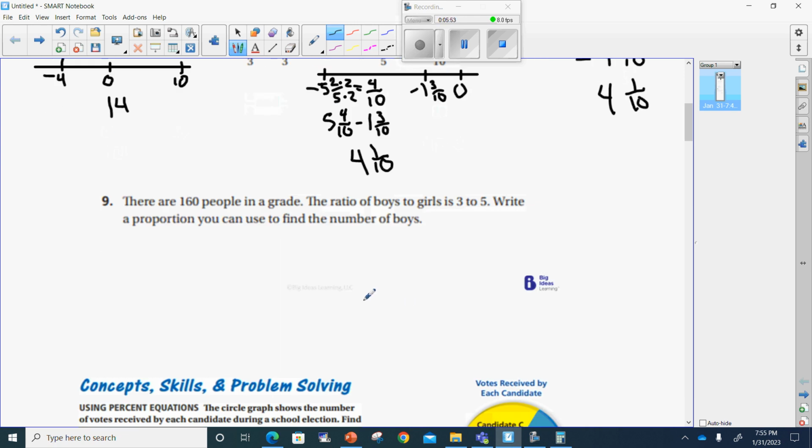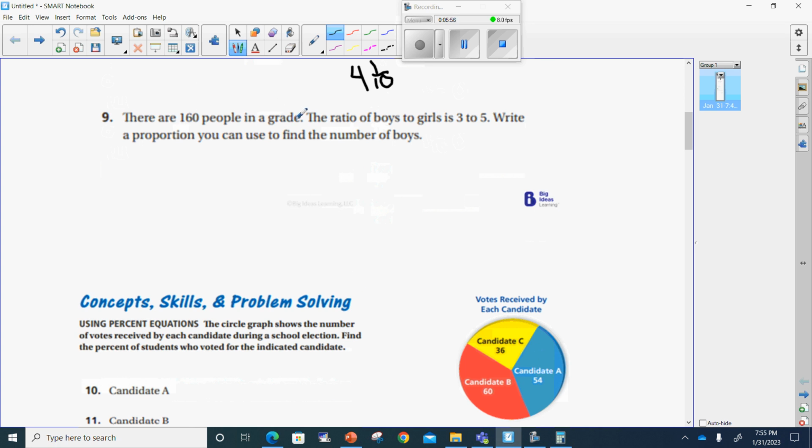Okay, let's go to number 9. There are 160 people in a grade, excuse me, wow, I said grade. 160 people in a grade. The ratio of boys to girls is 3 to 5. That means boys is 3 and girls is 5. Write a proportion you can use to find the number of boys, okay? The number of boys is going to be 3, and then I have to add everybody. 3 and 5 is 8, right? So the proportion you can use to find the number of boys is 3 to 8. 3/8 are going to be boys.